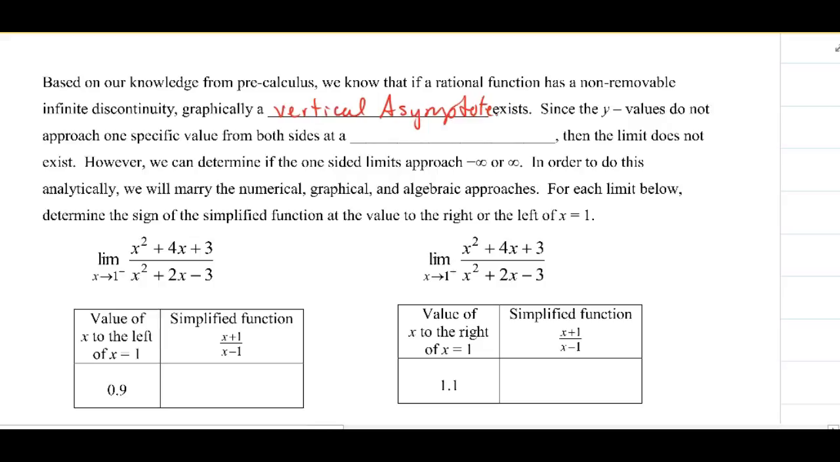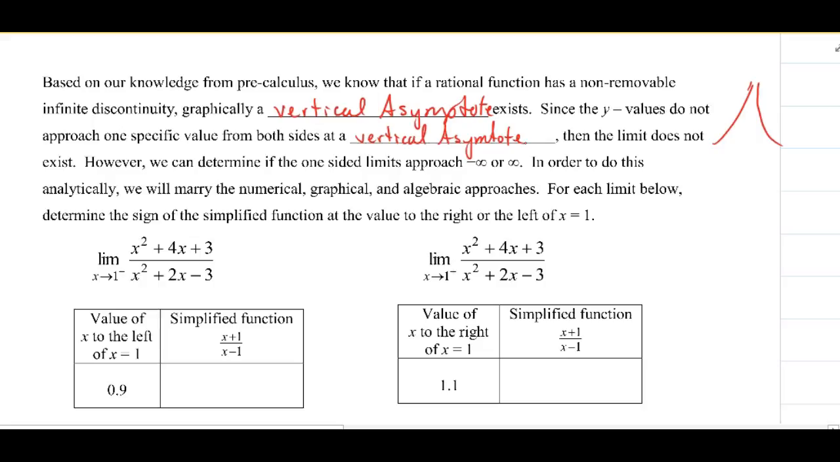Okay? Since the y values do not approach one specific value from both sides, we said even if it looked like this, even if it did, it still wouldn't be a two-sided limit because they would be approaching a non-real number. But since they don't typically approach the same value from both sides of a vertical asymptote, the two-sided limit, or the limit, does not exist.